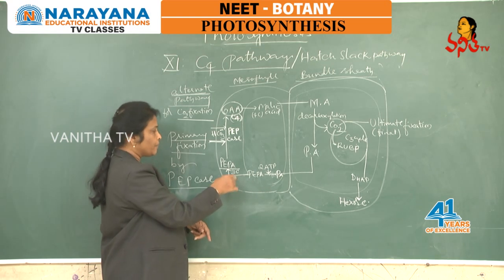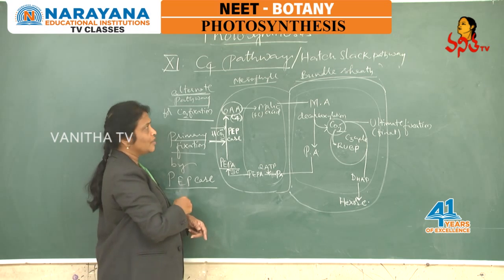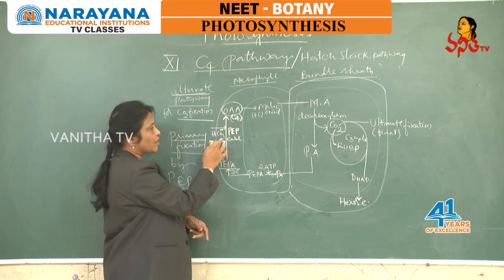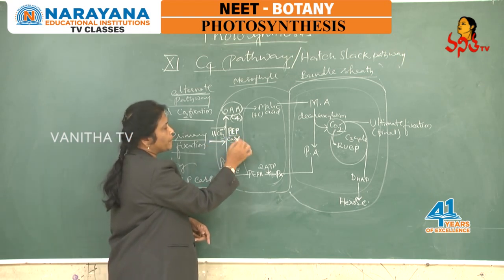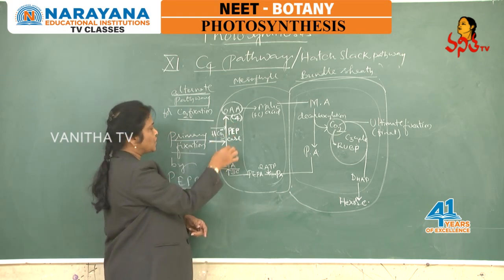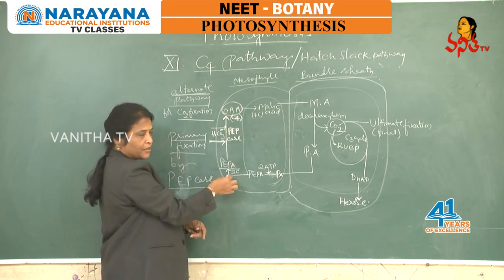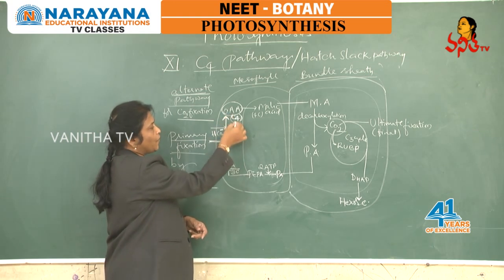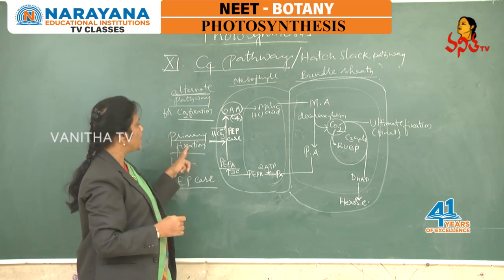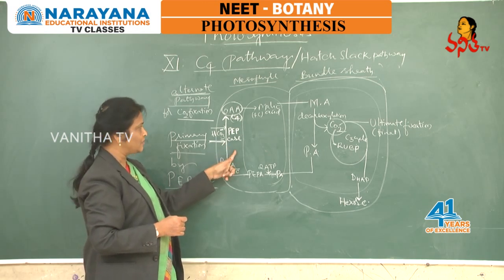pyruvic acid is there, and that is the primary acceptor of carbon dioxide in the mesophyll cells. It accepts carbon dioxide in the form of bicarbonate ions, catalyzed by the enzyme phosphoenol pyruvic carboxylase. So this is the first, or primary, fixation of carbon dioxide that occurs in the cytoplasm of mesophyll cells. As a result, a 4-carbon compound is formed, that is oxaloacetic acid, and this is the primary fixation of carbon dioxide that occurs in C4 plants in the mesophyll cells.